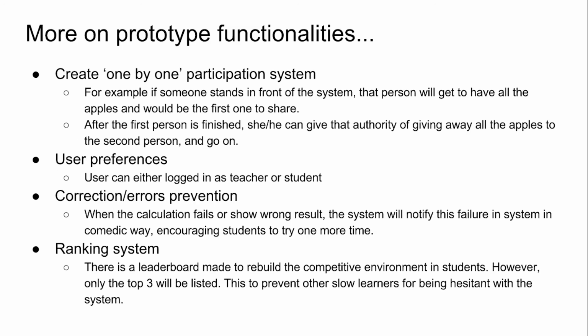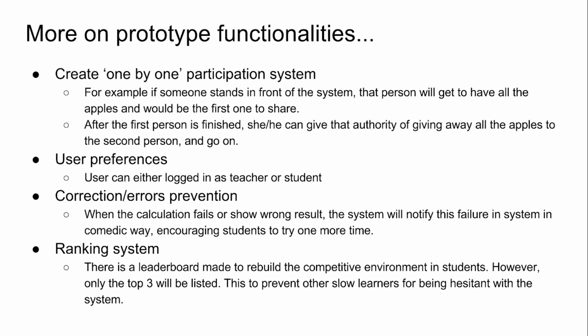And more on prototype functionalities. We want to create a one-by-one participation system. For example, if someone stands in front of the system, that person will get to have all the apples and will be the first one to share. And after the first person is finished, she or he can give the authority of giving away all the apples to the second person, and so on.